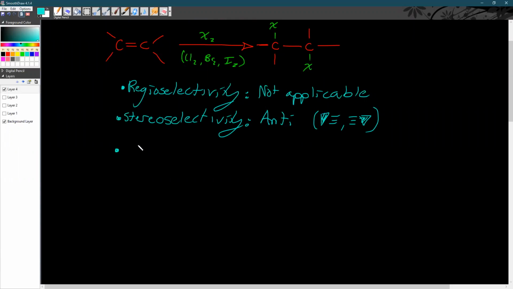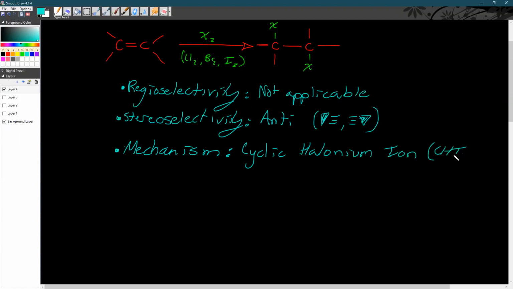The reaction mechanism proceeds through something called a cyclic halonium ion. I abbreviate it as CHI. And this seems like a really complicated thing, but let's go through it and let's talk about it.